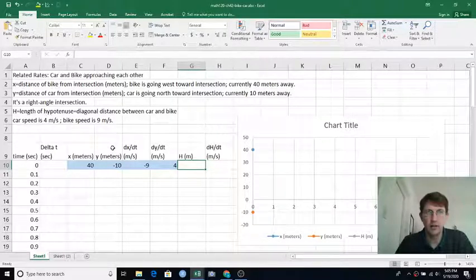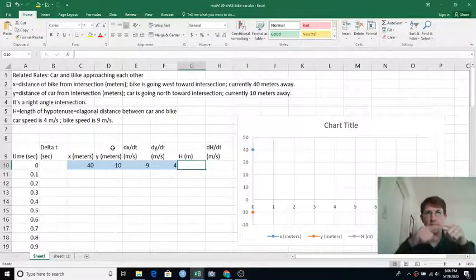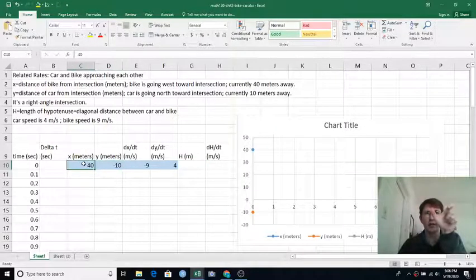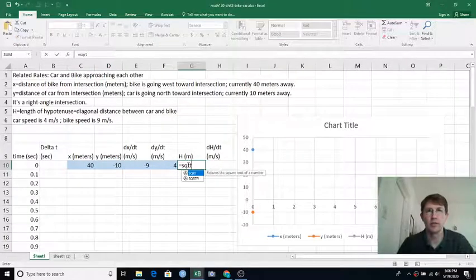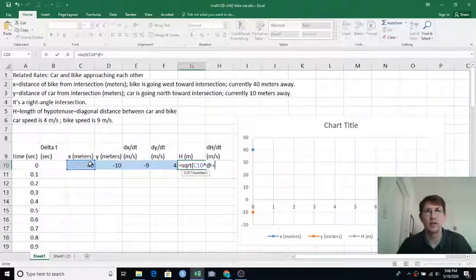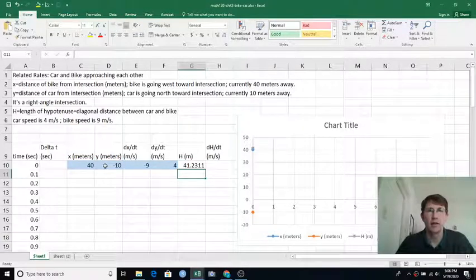And then what's the length of the hypotenuse? Well, we've got a right triangle, and one leg is the current y position, and the other leg is the current x position. So we can just take the square root of the x position squared plus the y position squared. And so they're 41 meters apart right now along the diagonal.